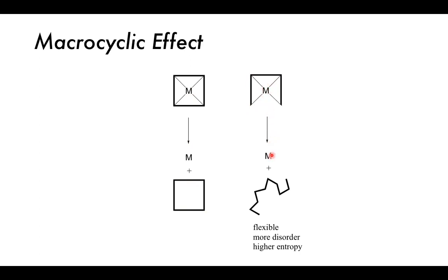However, if we remove the metal from the center of this, you can see that the ligand becomes much more flexible. It will move about in space with a great degree of disorder. So it's flexible, it has more disorder, and it has higher entropy. So the breaking of this complex is easier to do than the breaking of this complex.